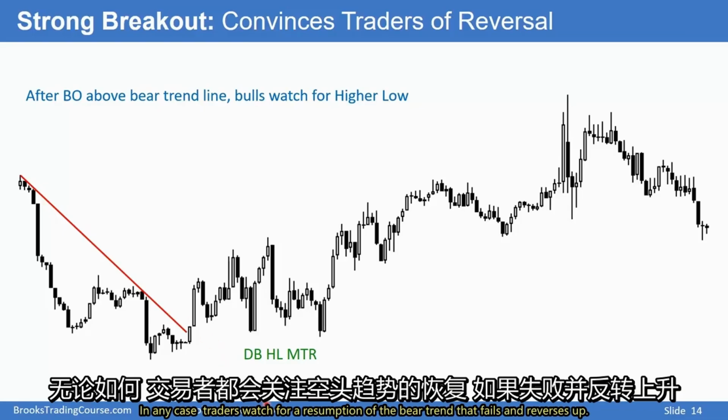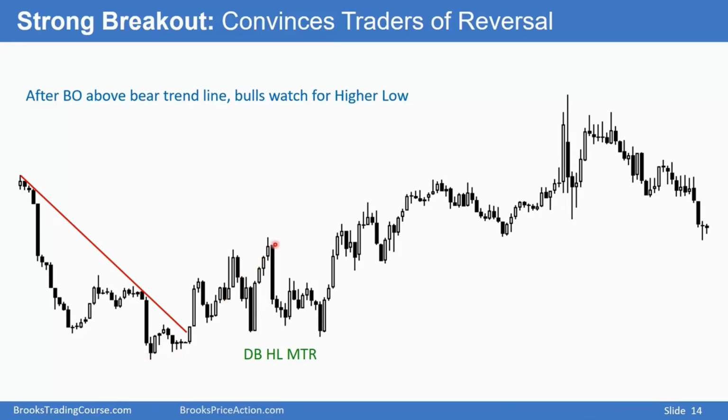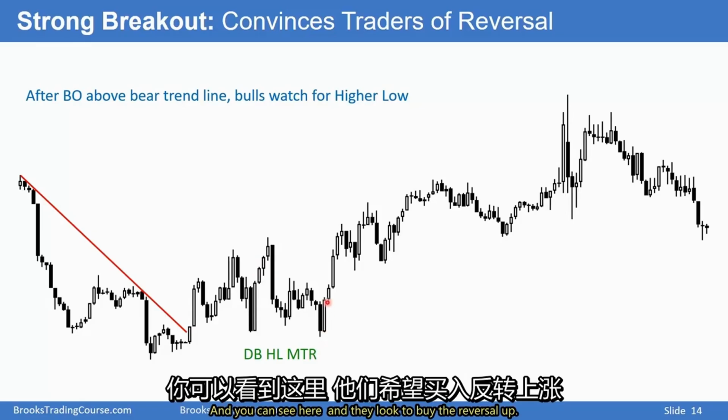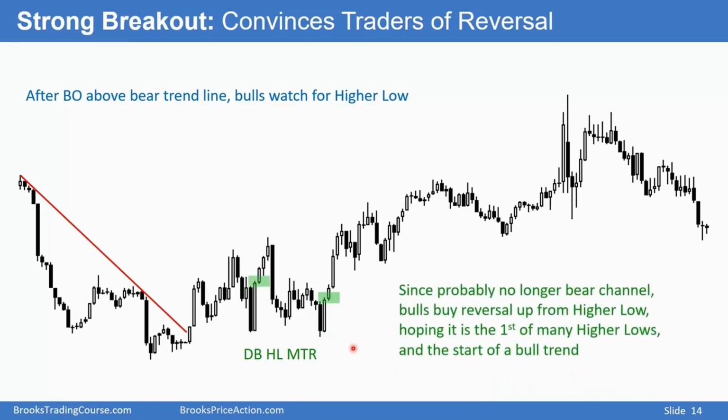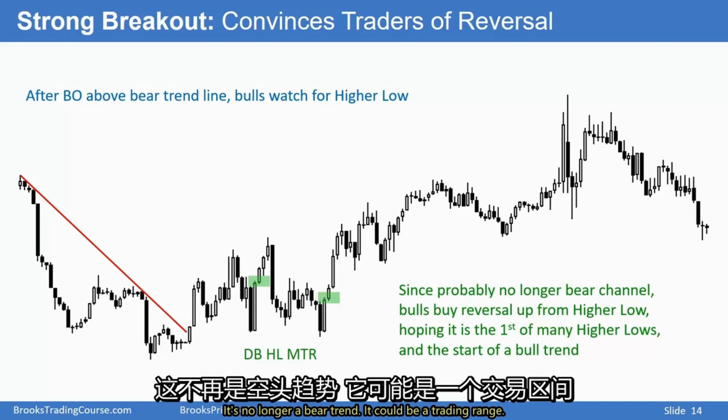When you have a strong bull breakout above a bear trend line, traders watch for a higher low. Sometimes you get a lower low reversal, sometimes you get a higher low reversal. Sometimes you get a perfect double bottom. In any case, traders watch for a resumption of the bear trend that fails and reverses up. And they look to buy the reversal up.